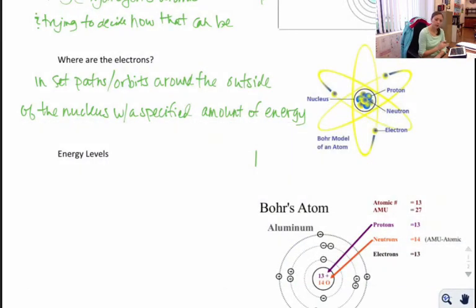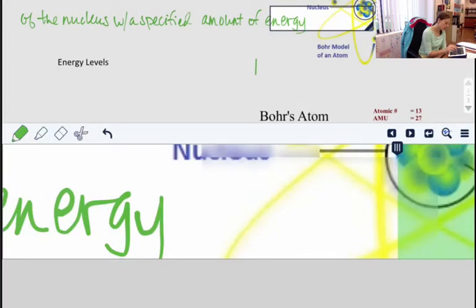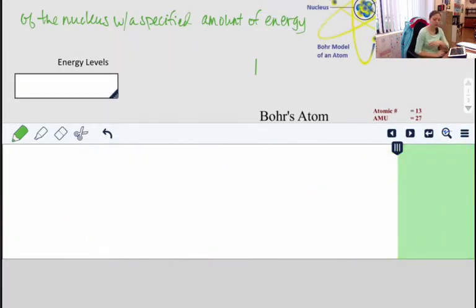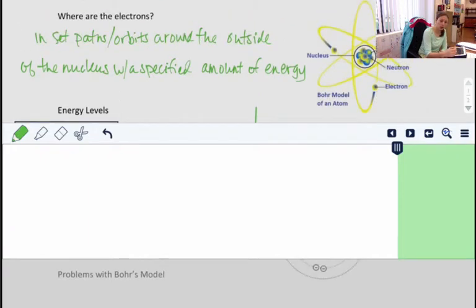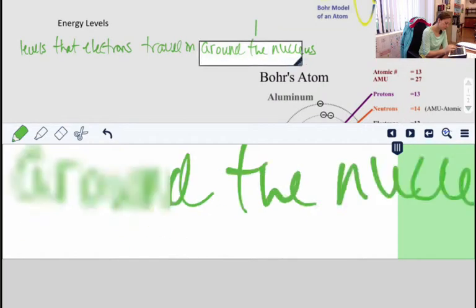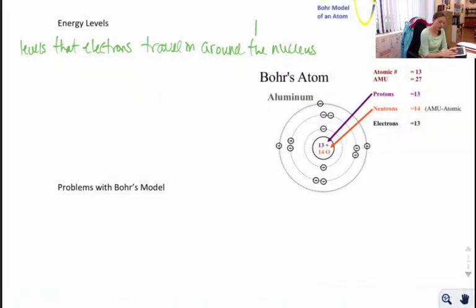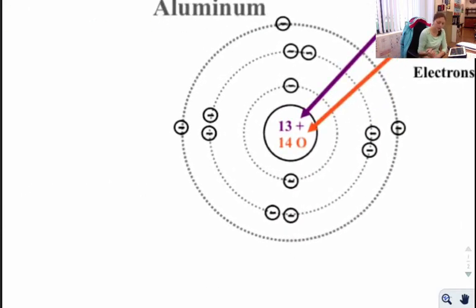Now we're going to look at these energy levels in particular. Energy levels are the different levels around your atom that the electrons travel in. These different yellow lines up here could be called different energy levels. And when we deal with energy levels, your lowest energy level is closest to your nucleus. It has the least amount of energy. All those electrons in there have the least amount of energy.